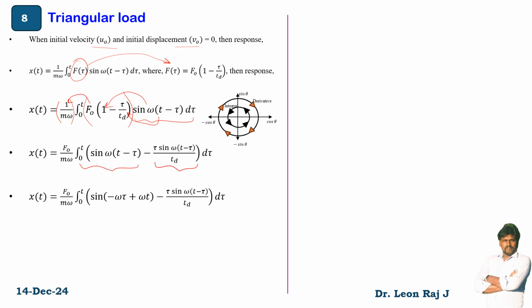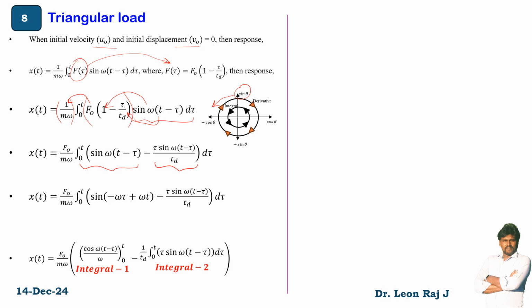So here this is easy to integrate. You know this is the sine term and you are integrating it. When you integrate the sine, you will get minus cos theta. So the minus minus terms get cancelled, and since it is an integral, the omega will come in the denominator. So cos omega t minus tau divided by omega, from 0 to t, minus 1 by td integral 0 to t tau sin omega t minus tau d tau.